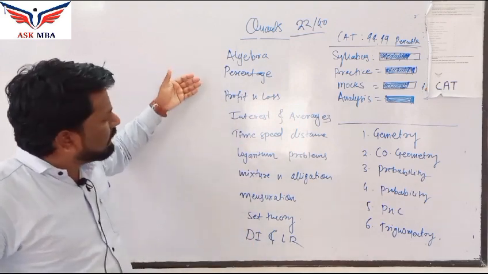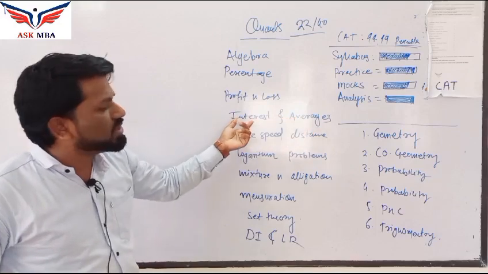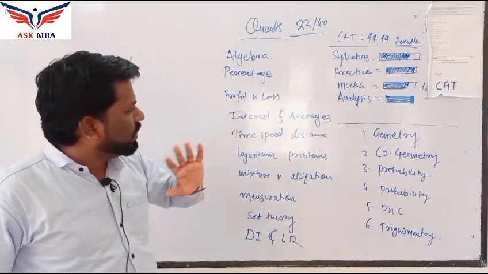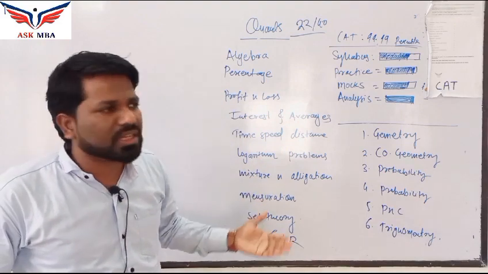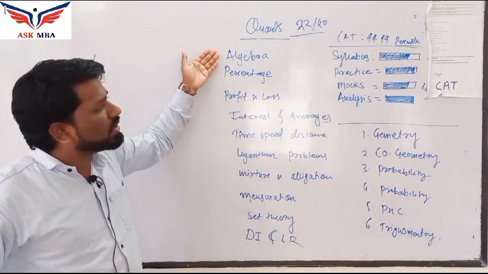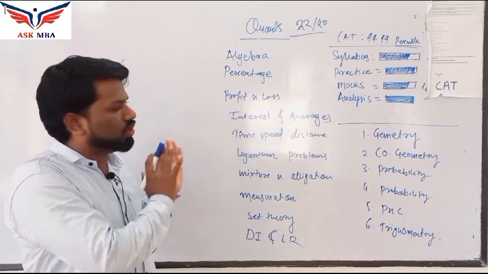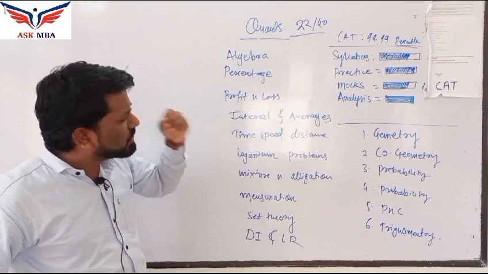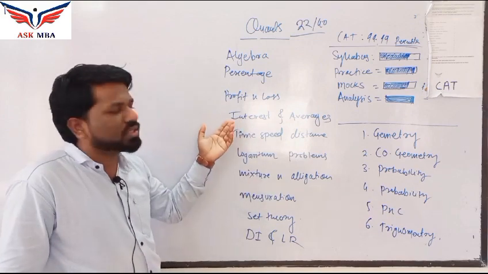Now again, we have interest and average. Under this, simple interest and compound interest, you might have seen and studied for the past 6 months. I'm not talking about how to study this concept. All I am saying is what topics you need to focus on now. So we have time, speed, distance. Again, you might have seen at least 2 questions in every mock based on this concept.